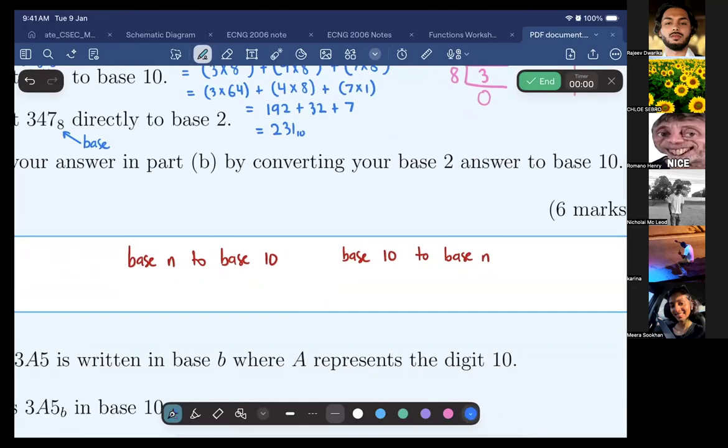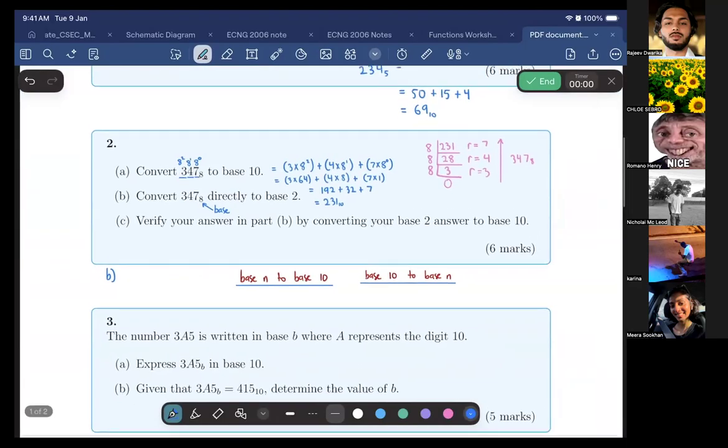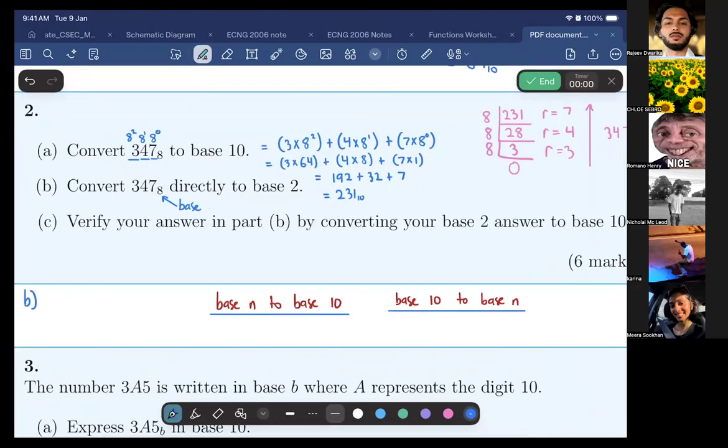And we'd have learned this so far. I'll show you guys how to go from base n to base 10 and base 10 to base n. So that's all we know.